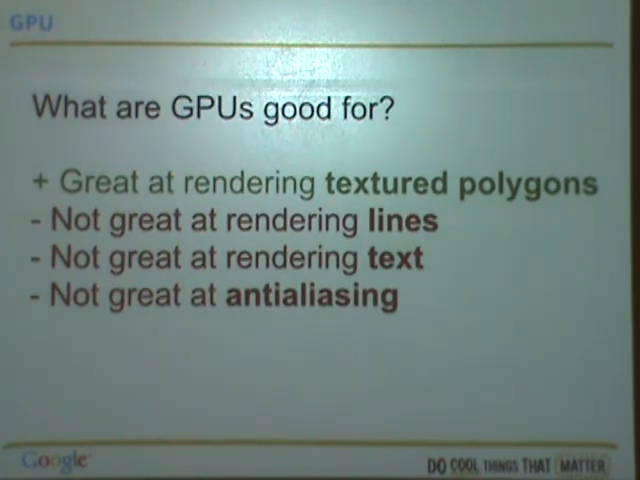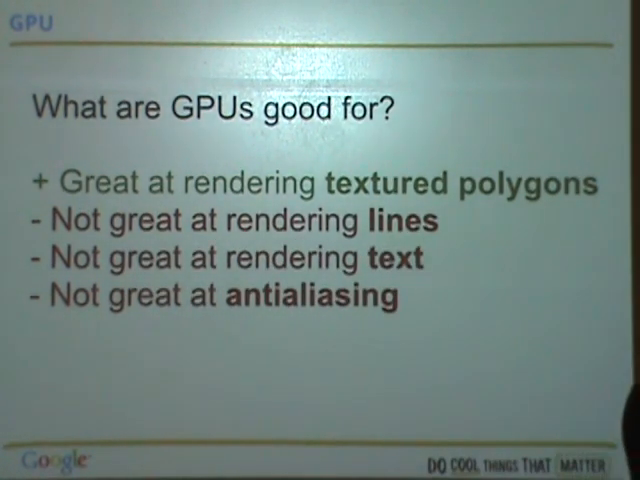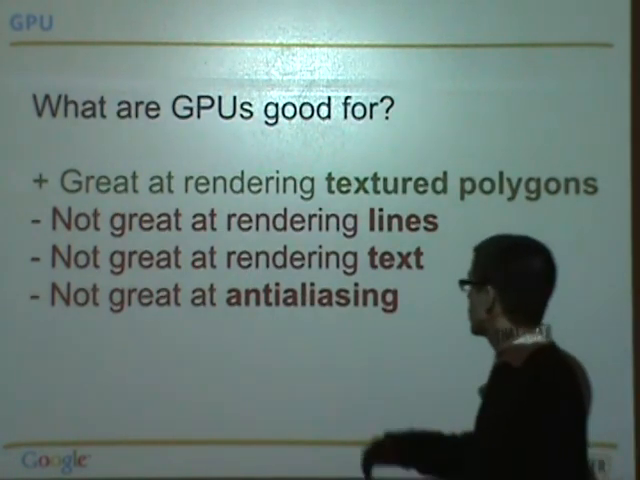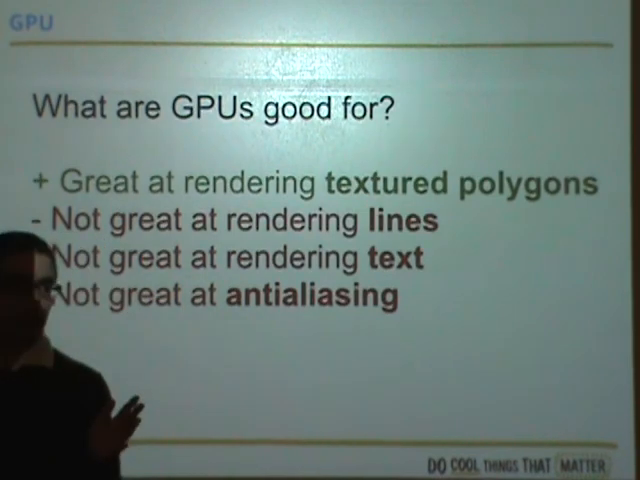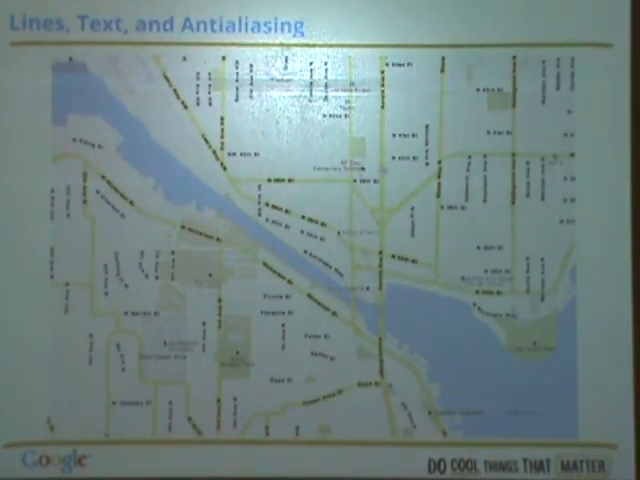It does not want to do lines. It doesn't understand lines. It doesn't know anything about text. And it's not great at anti-aliasing. You can do anti-aliasing with the GPU, but it is one of the more difficult things to do. So it doesn't know anything about lines, doesn't know text. It turns out in Google Maps we do lots of lines and text.